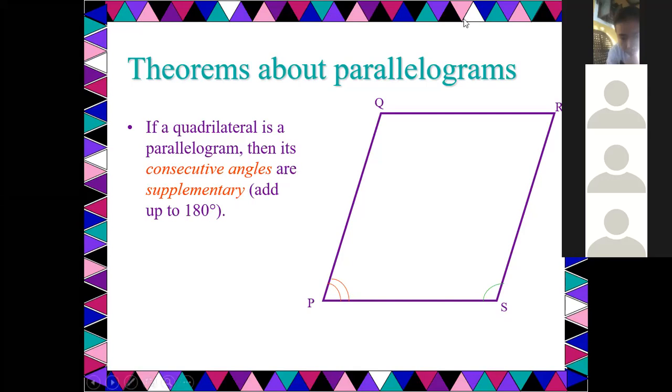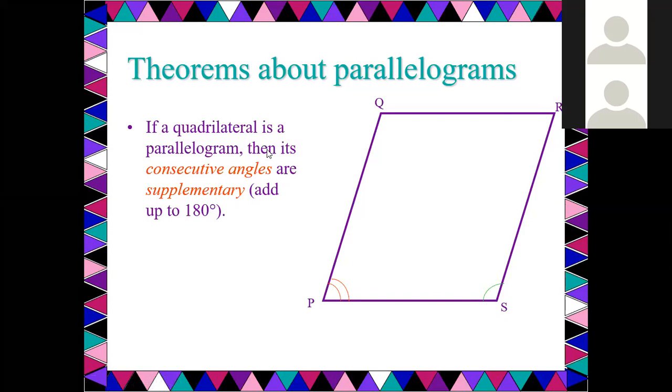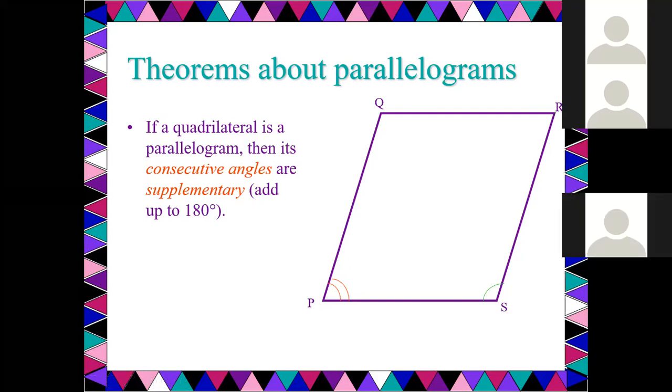Very good. Next, with respect to angle R, this is for Rain Angela. With respect to angle R, sino ang mga consecutive angles kay angle R? Q po, tsaka S. Very good. It's Q and S. Angle Q and angle S.